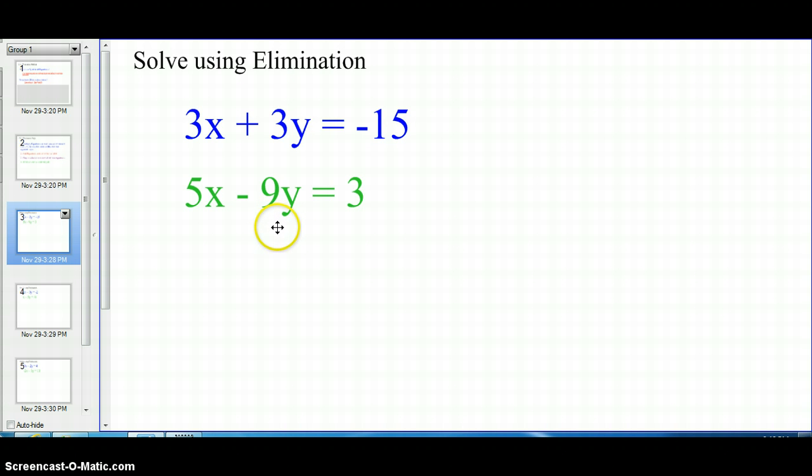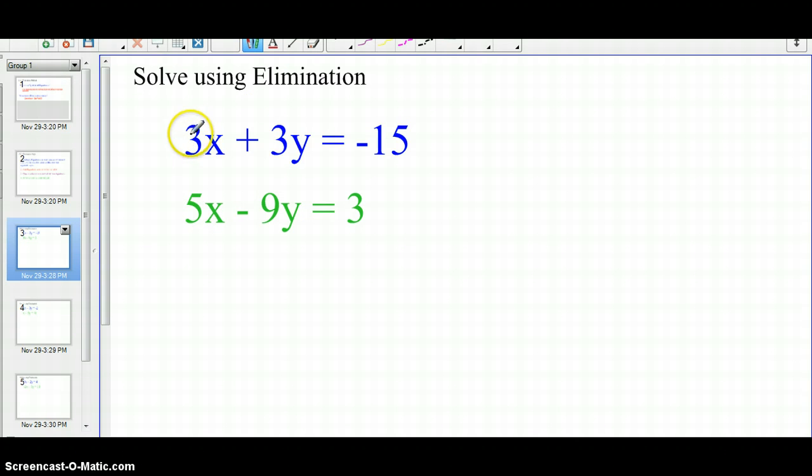You just decide which variable you want to get rid of. For me, I'm going to look at my y's and see if I multiply this top equation by 3, then that would make this a positive 9y. 9y minus 9y would add up to 0, so those would cancel each other out. So I will multiply the top equation by 3. Now I'm going to multiply all three terms inside the parentheses, so I'm going to distribute that 3.